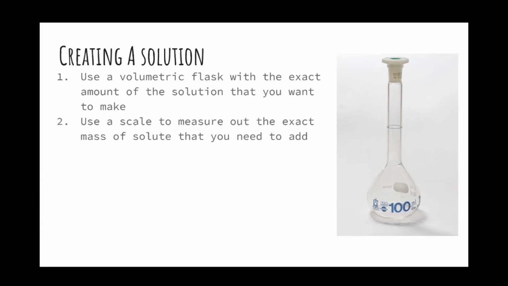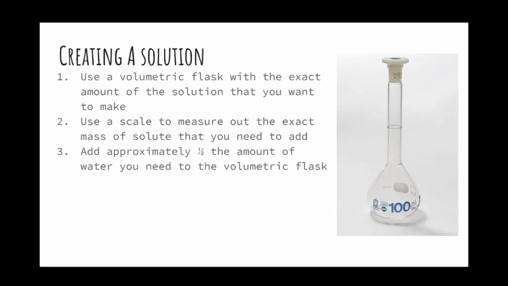Then you want to use a scale and measure out the exact mass of solute that you need to add. When you do this, you're usually going to measure it on a little piece of paper or something like that, and you're going to have that off to the side. Before you add that amount of solute to your volumetric flask, you want to add approximately half the amount of water that you need to that volumetric flask. You want some water or some solvent already in there to dissolve the solute that you're about to add.